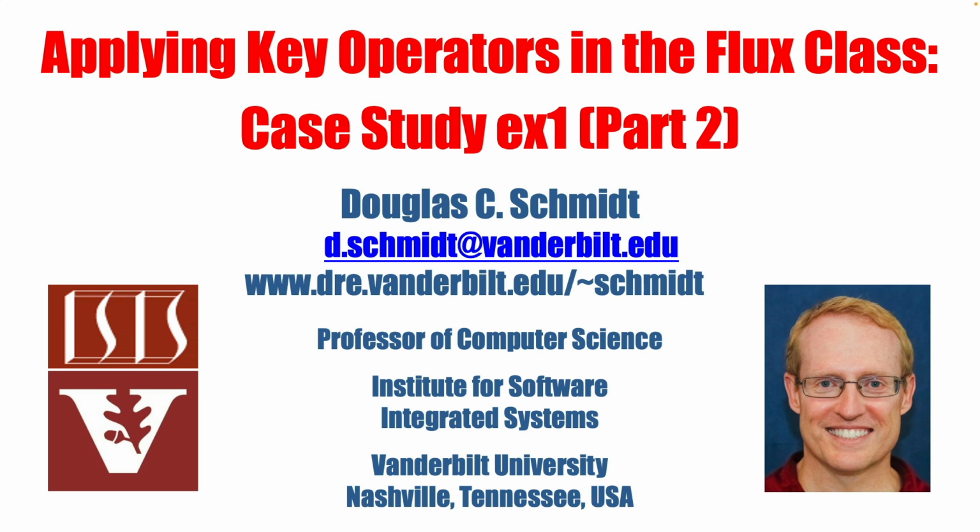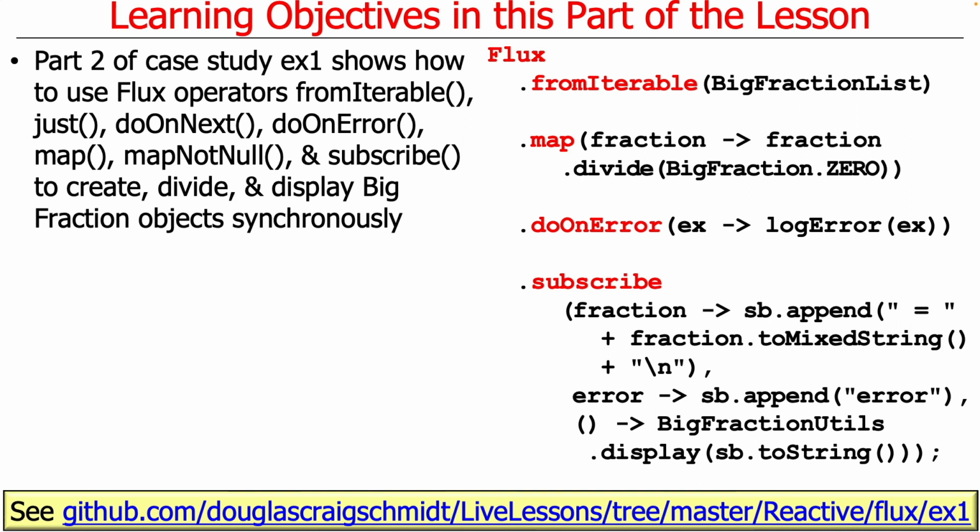So we're now going to talk about the second part of the case study. This part's going to explore some other methods. In particular, it's going to focus on the doOnError method and the mapNotNull method. These are two operators that are interesting and a little different from what we've talked about before. And this time, we're going to use these to create, divide, and display big fraction objects synchronously.